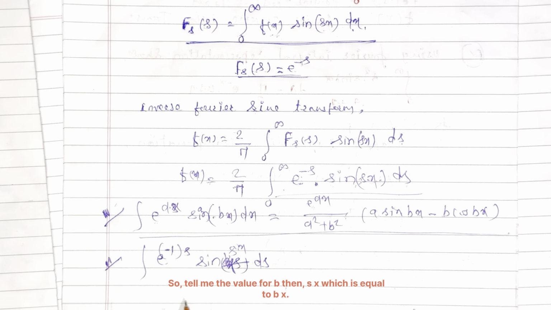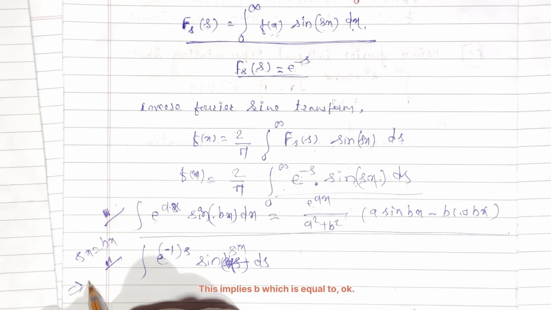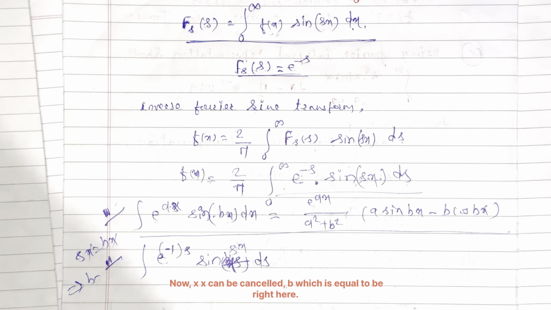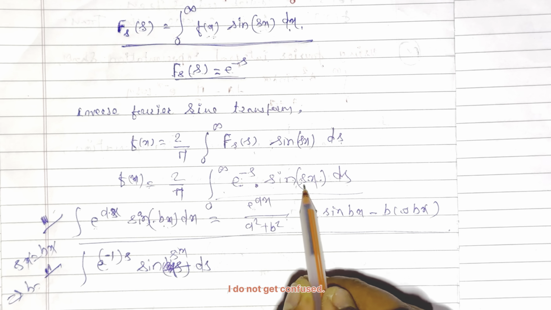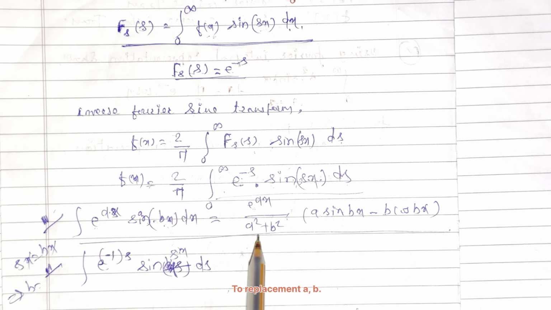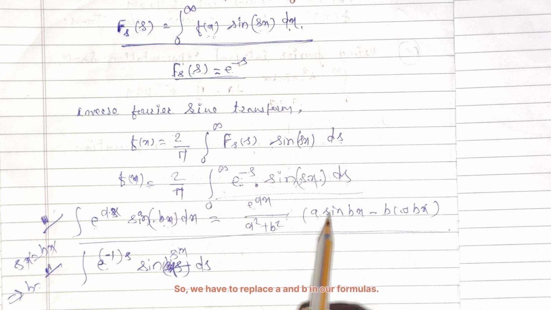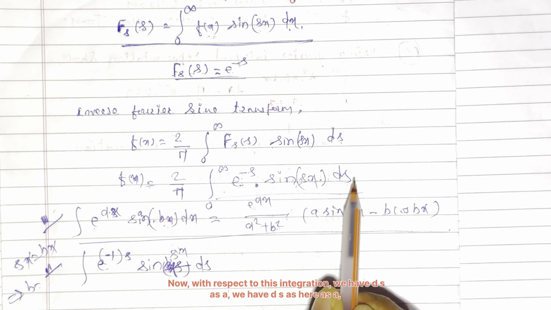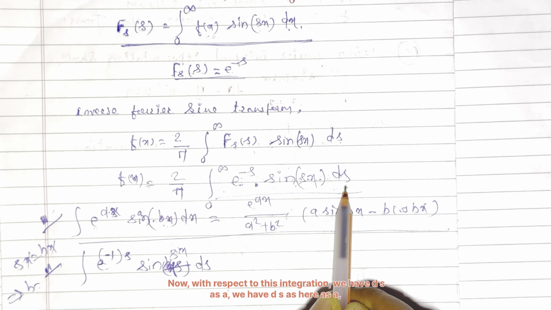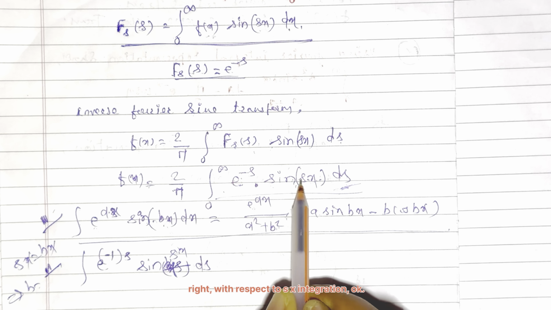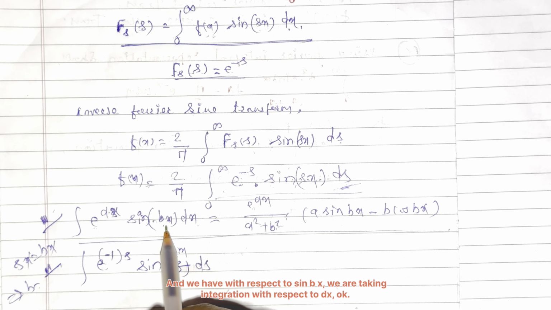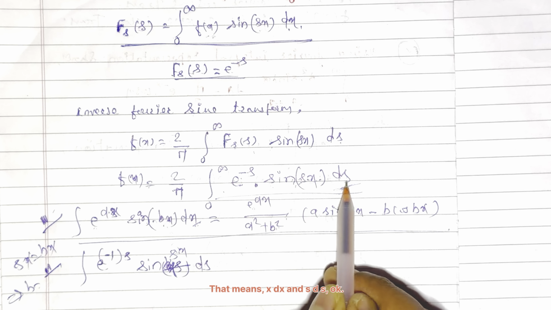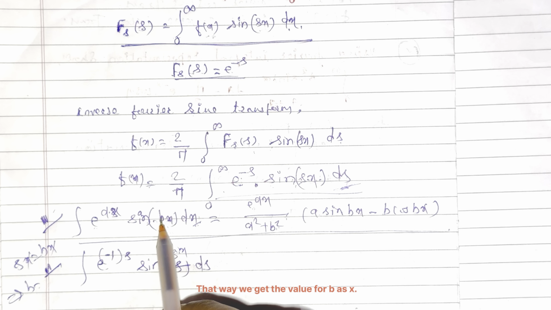So tell me the value for b: sx is equal to bx. This implies b is equal to, x can be cancelled, b is equal to x. I'll explain the comparison of values here, don't get confused. We want the value for b. We have to replace a and b in our formulas. So compare sine bx dx with sine sx ds. With respect to the sx integration, we have ds, and with respect to sine bx, we are taking integration with respect to dx. That means x dx and s ds, so we get the value for b as x.